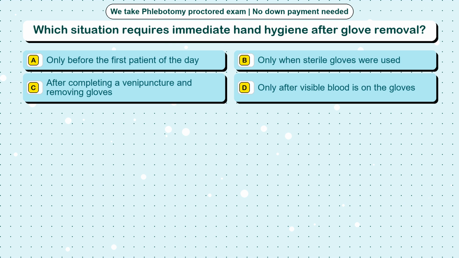Question 11. Which situation requires immediate hand hygiene after glove removal? Option A. Only before the first patient of the day. Option B. Only when sterile gloves were used. Option C. After completing a venipuncture and removing gloves. Option D. Only after visible blood is on the gloves.